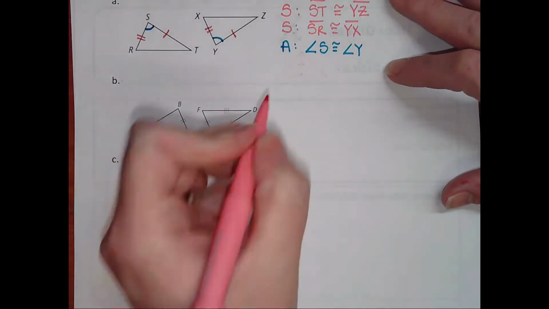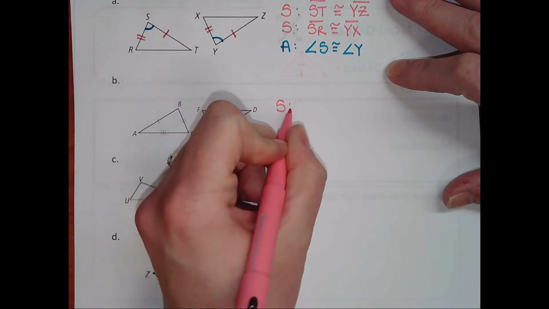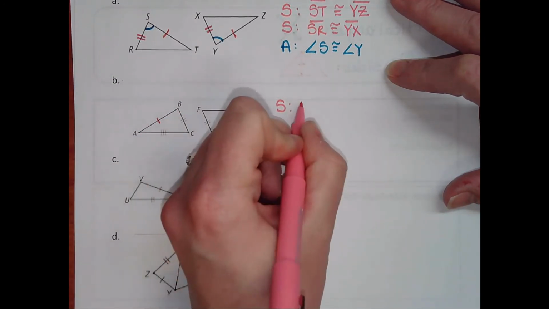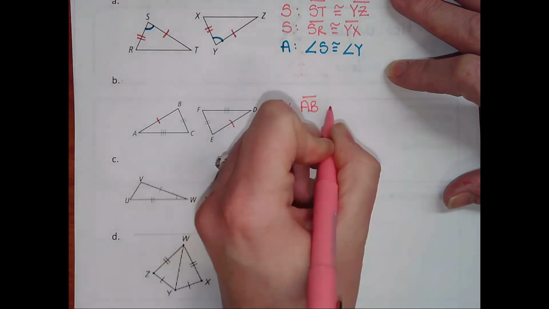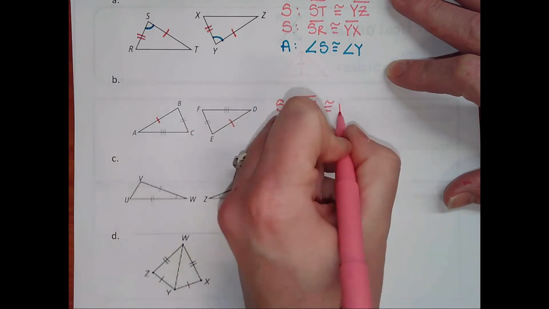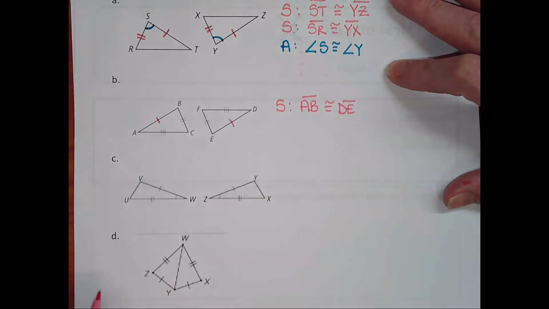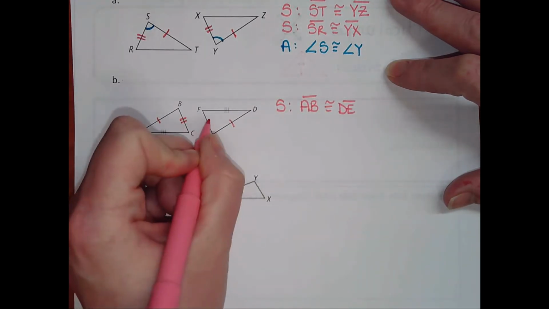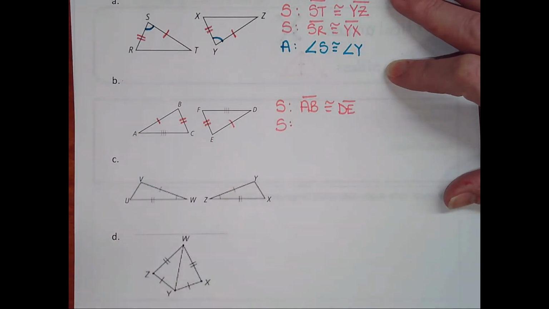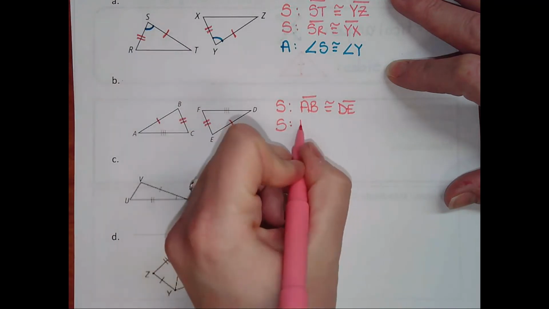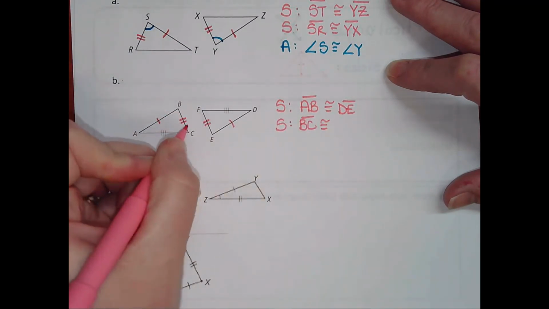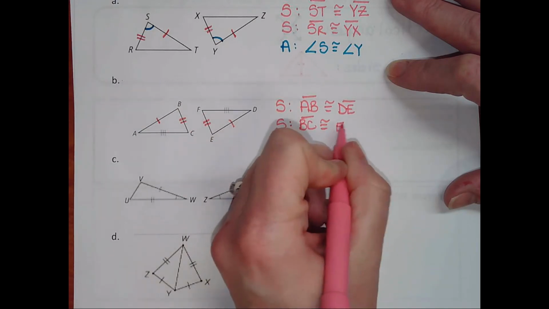So here we have sides. Let's see, one marking, one marking. So let's go AB, keep it alphabetical, is congruent. So if I go from A to B, I'm going to go from D to E. AB is congruent to DE. And then these have two markings. So that's another side. So BC is congruent to, and if I go from B to C, I go from E to F.